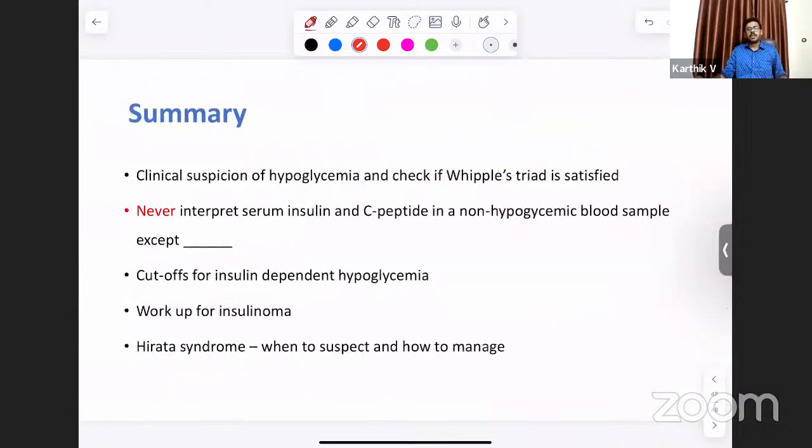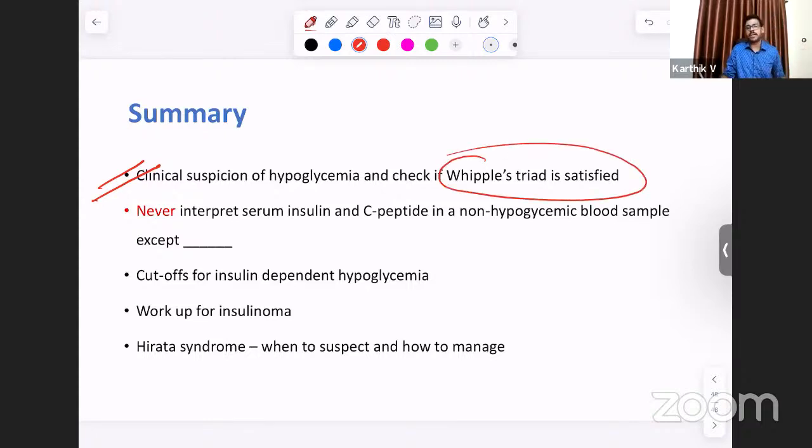Okay. So I think we have come to the end of our discussion. Just think that all patients who present with symptoms likely to be hypoglycemia need not be hypoglycemic in all cases. That is very, very important. And the clinical suspicion of hypoglycemia should be considered high if Whipple's triad is satisfied. Otherwise, you should always take that history with a pinch of salt.